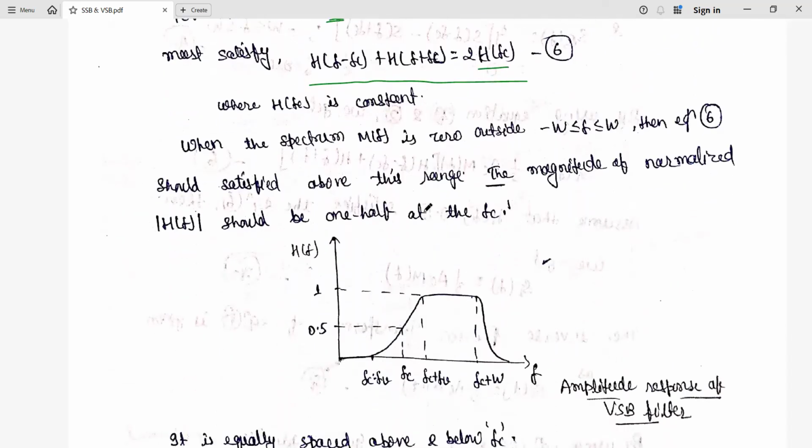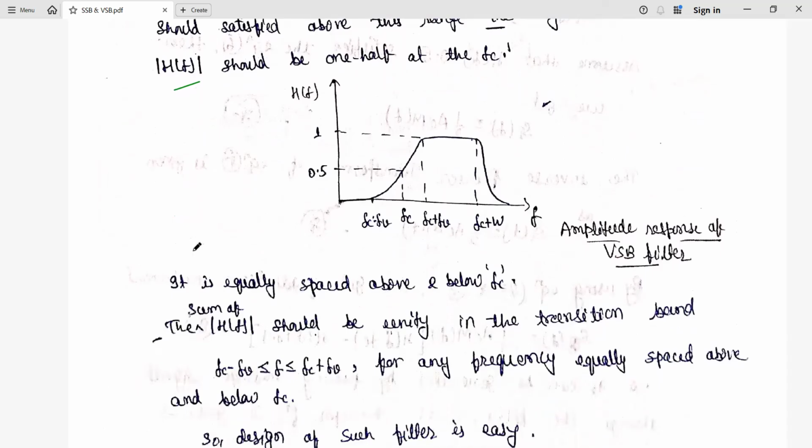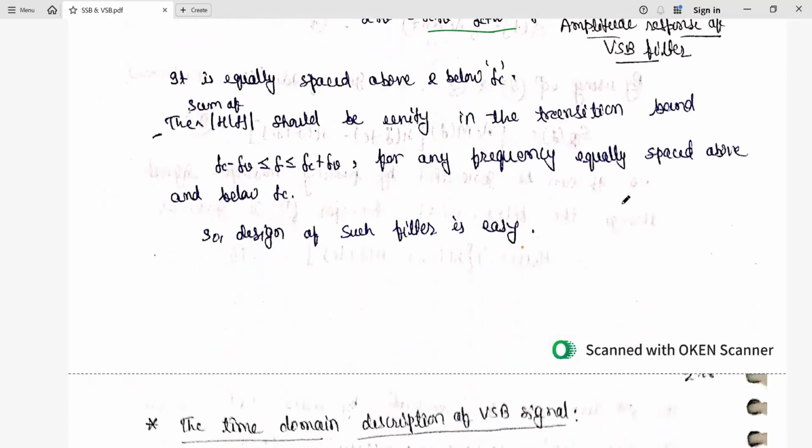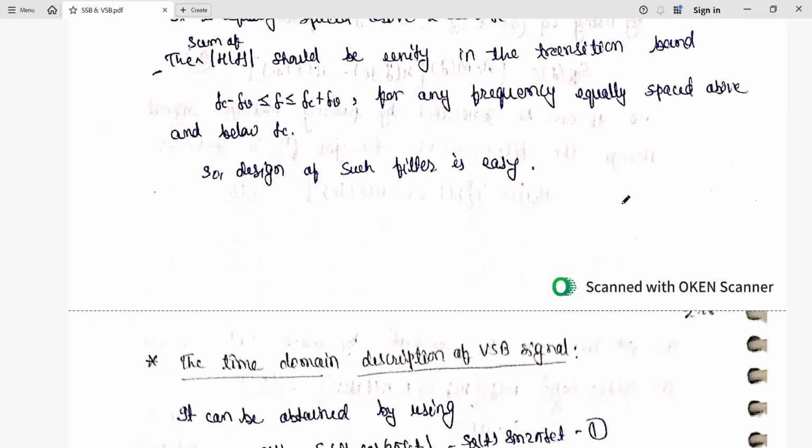If the spectrum of M of f is outside this range of minus W to plus W, then equation 6 should satisfy this above range. And here we are going to normalize the value of H of f. If you see the filter response, for the particular range fc plus fv to fc plus W, its value is unity. Below this value it increases, and above this value it decreases again exponentially. So this is how we have to design the H of f filter.